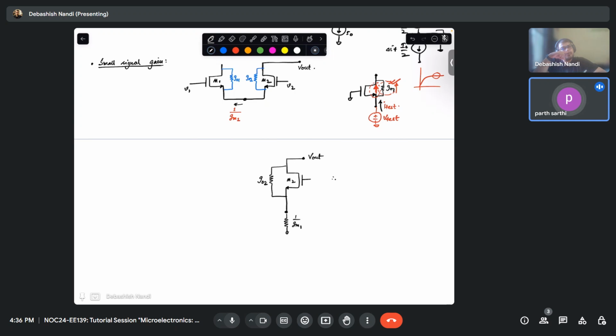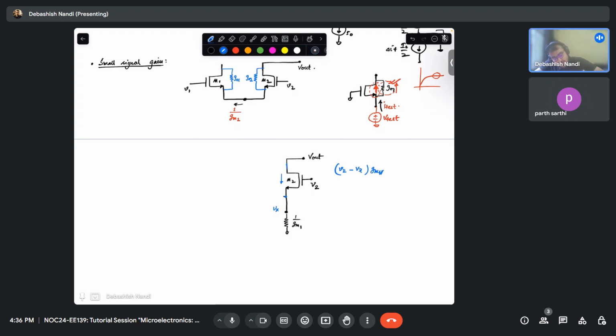Same test, take a test voltage and flow the current. So let's say this is your V2, right? So what is this? What is this current? If this V2 is your Vx, and let's say you ignore this output resistance, so what will this be? This will be V2 minus Vx times GM1.